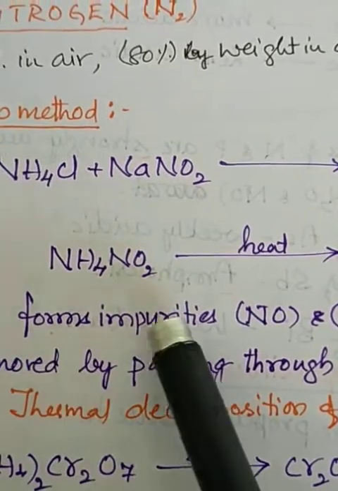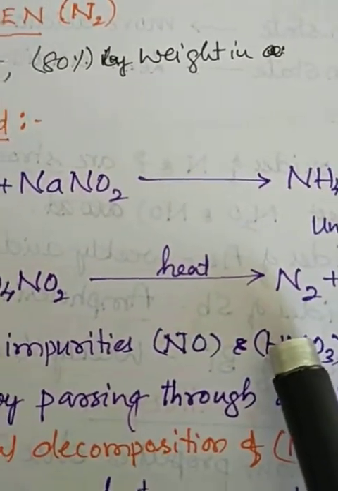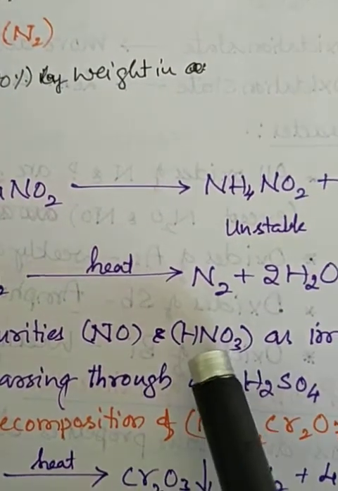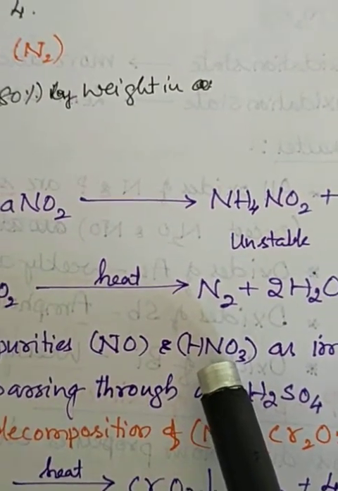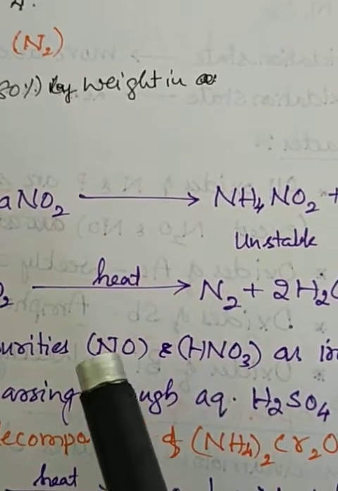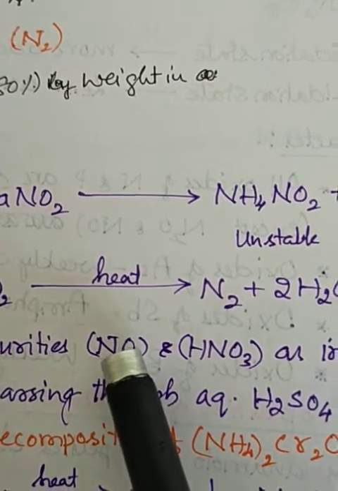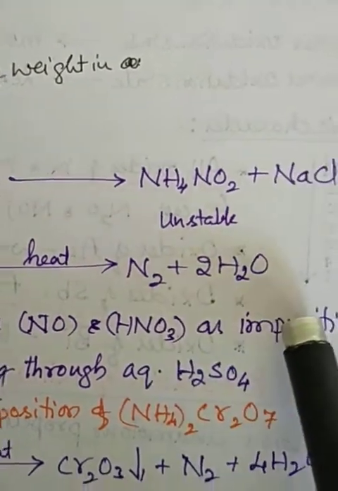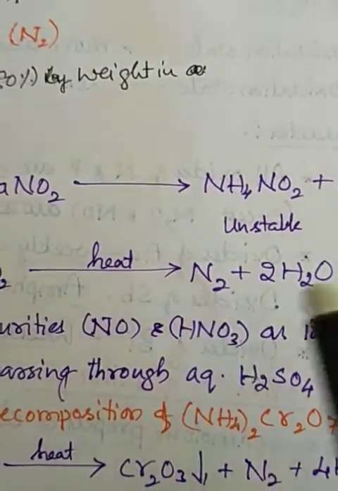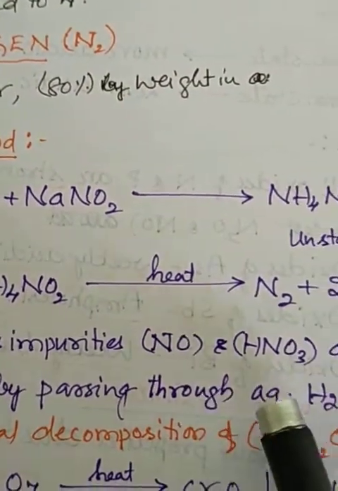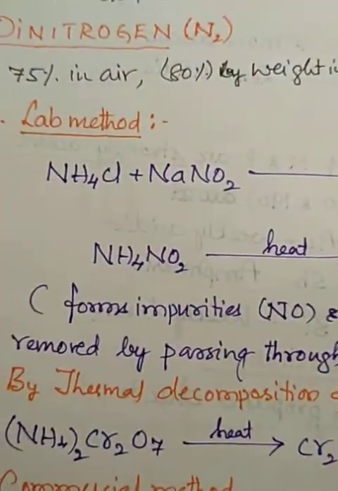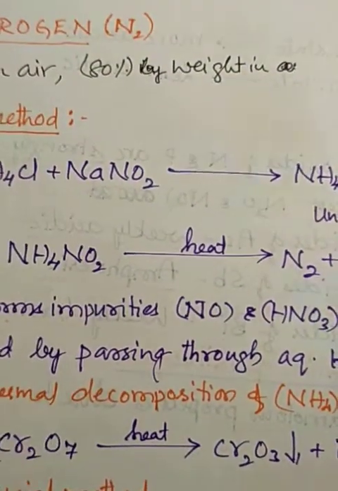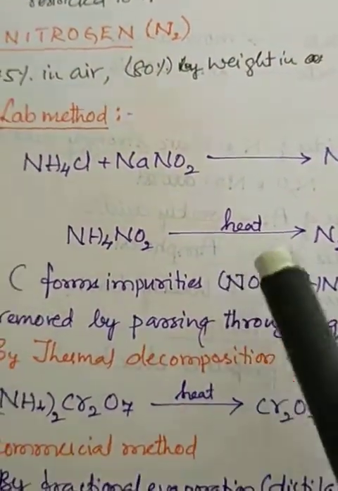It also forms impurities like NO and HNO3. While we are doing this, we get the impurities nitric oxide and nitric acid, HNO3. But these can be removed by passing the gas through aqueous sulfuric acid. That's the purification process.